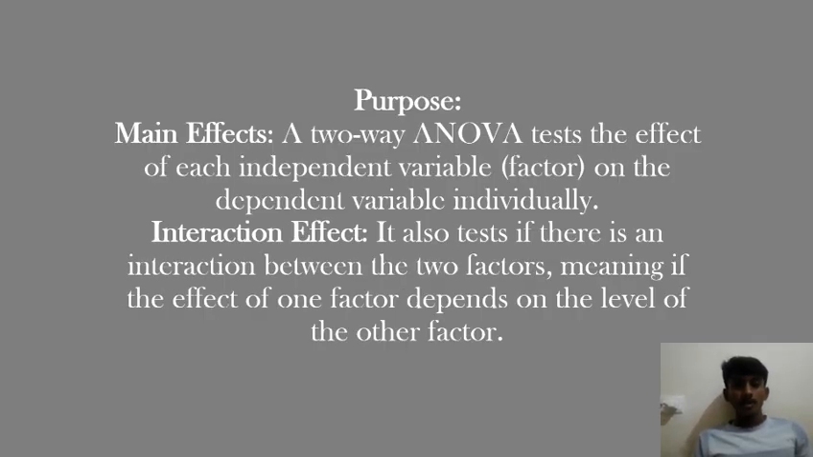Purpose. Main effects. A two-way ANOVA tests the effects of each independent variable on the dependent variable individually. Interaction effects. It also tests if there is any interaction between the two factors, meaning if the effect of one factor depends on the level of the other factor.